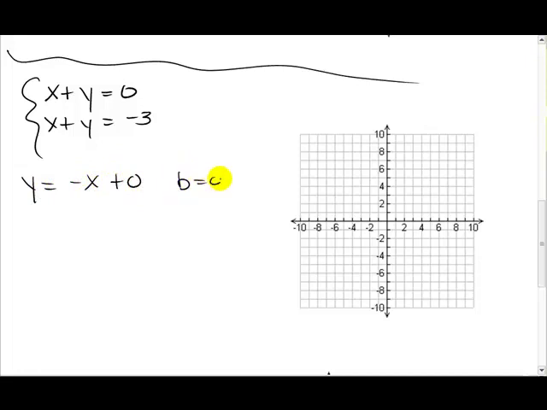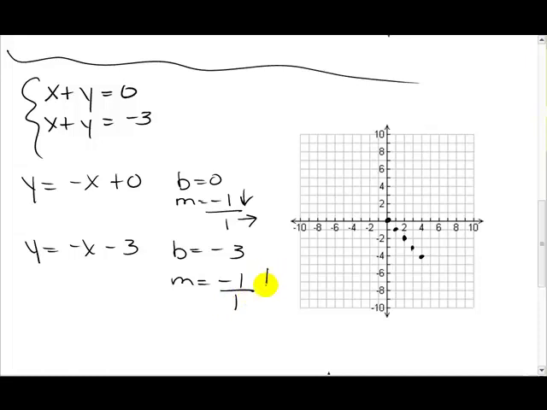So that's where we begin at 0, and then the slope is -1. Put that over 1, so down and to the right, again and again. The second one is y equals -x minus 3. So our b equals -3, and our slope is -1. And again, we'll stick it over 1, down and to the right. So let's do that. -3, down and to the right.